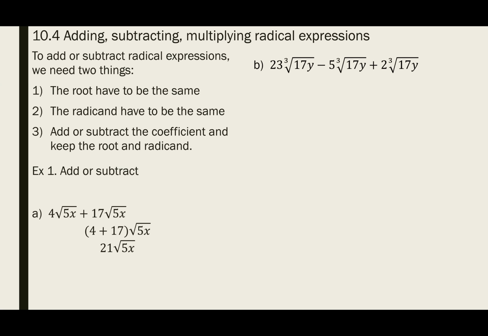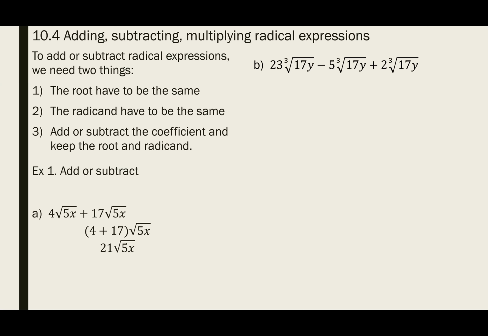Similarly, for B, if I have 23 cube root of 17y minus 5 cube root of 17y plus 2 cube root of 17y, in total, how many cube root of 17y do I have? That's the question, right? If I take this much, subtract this much, and add this much, how many in total cube root of 17y do I have?